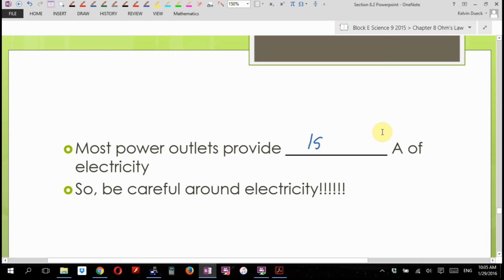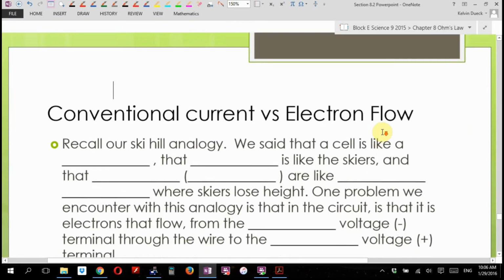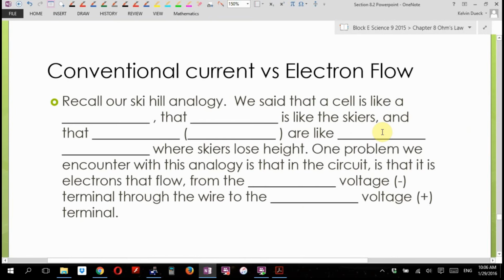So here's the problem we're going to run into, Mason. Unlike charges attract, and what actually moves in a circuit, protons or electrons? Electrons. Electrons flow from the negative terminal to the positive terminal. The problem is, that means we're having to think about negative numbers moving, which is yucky. So, conventional current, I wrote, versus electron flow.